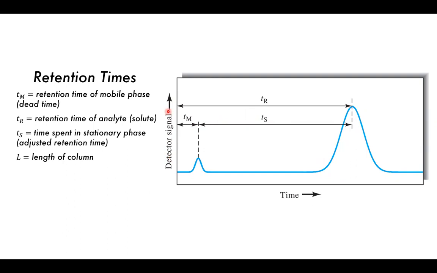This is detector signal on the Y scale. So that would mean we would have a Ts of 10 minus 1, so our time in the stationary phase would be 9 minutes. Now, this may be very long, but it's just an example. And then the total retention time of the analyte or the solute would be 10 minutes. And L is just going to be the length of the column. Usually it's about 30 centimeters.